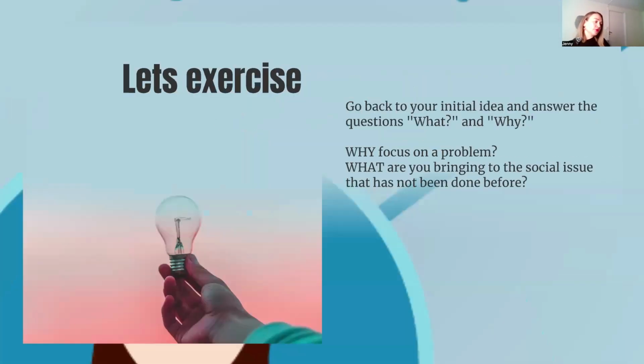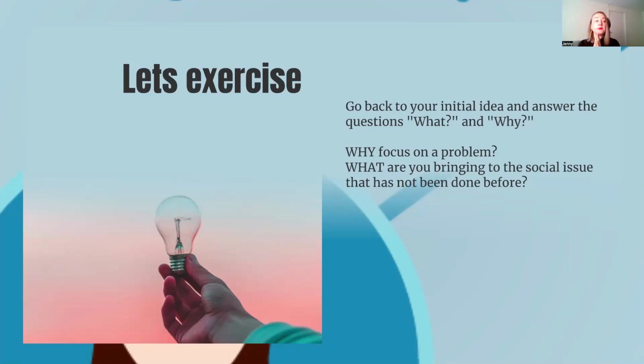I want you to stop here for a minute and think about your service or your product, whatever you work with. For one minute, think about what you want to solve, why you focus on this problem, why you're obsessed with this problem, why you're working with this problem as a startup, and why you want to be a social impact fund. And also, what are you bringing which has not been done before?